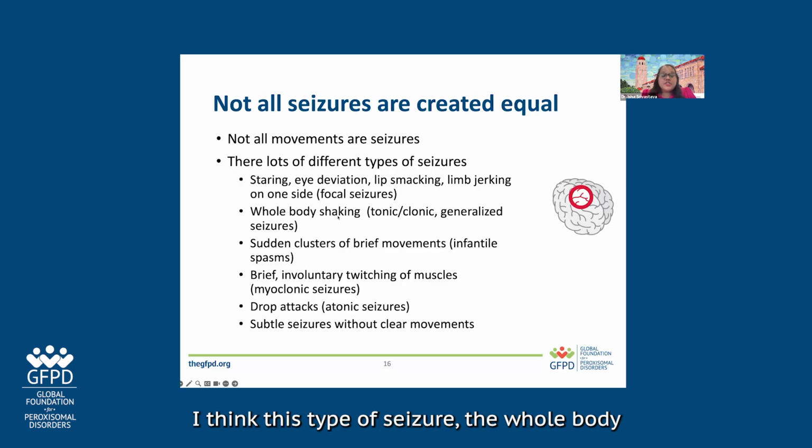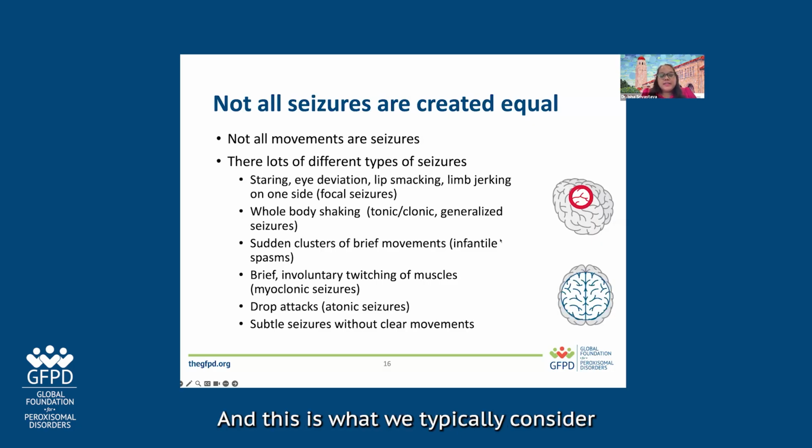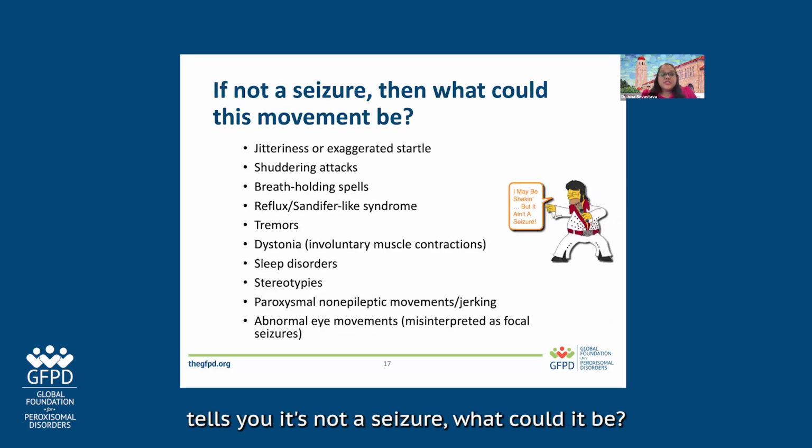I think this type of seizure, the whole body seizure, is what many people think of when they think of seizures. And this is what we typically consider a generalized seizure. So it involves multiple parts of the brain. There can also be infantile spasms. This is one of the types of epilepsy syndromes that I had mentioned before. And some other types of seizures as well, including brief muscle twitching or jerks called myoclonic seizures, drop attacks or atonic seizures, and sometimes seizures can be very subtle without clear movements. And so as you can see, seizures have a lot of different ways that they can present. But as I mentioned, not all movements are seizures. So if you see a movement and someone tells you it's not a seizure, what could it be?